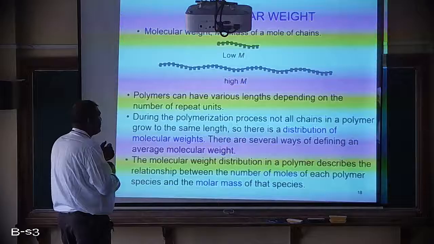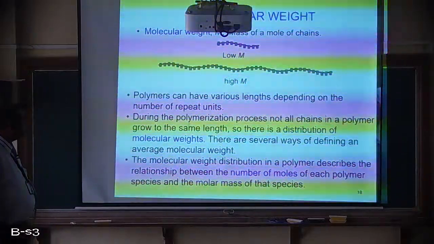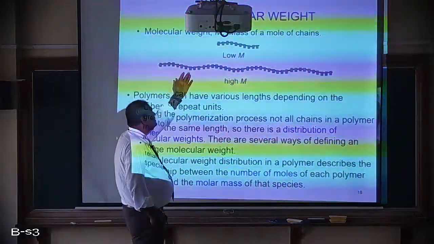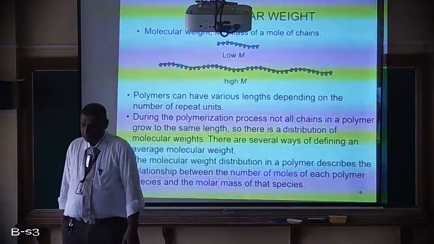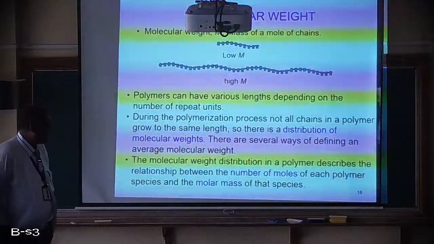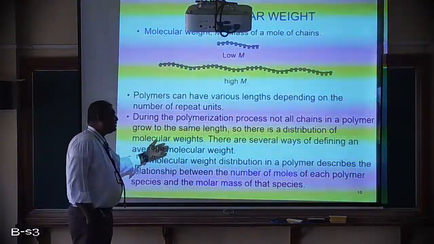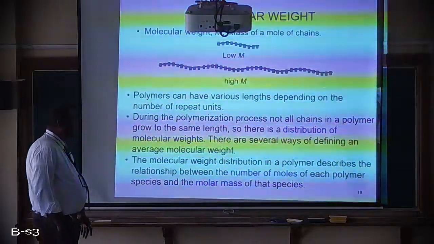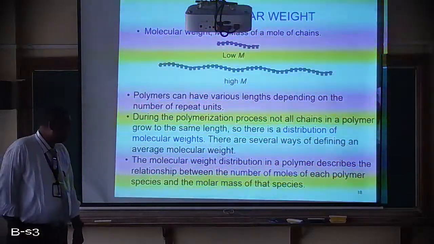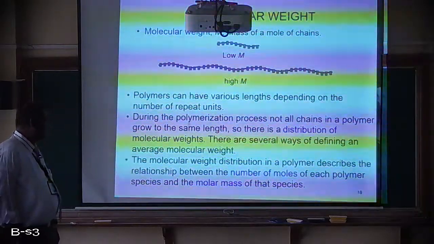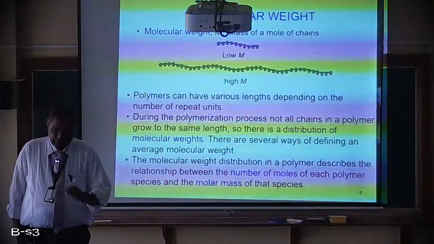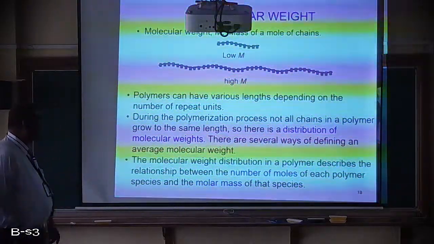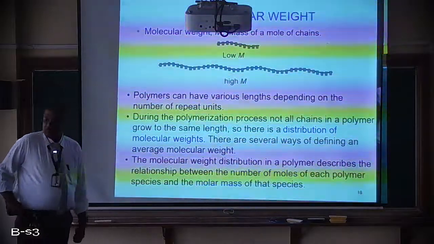During the polymerization process, not all chains in a polymer grow to the same length. So there is a distribution of molecular weights. You can see each chain cannot grow up to that length; in between they get cut. There are several ways to define an average molecular weight. The molecular weight distribution of a polymer describes the relation between the number of moles of each polymer species and the molecular mass of that particular species. So how many molecules there are, and based on that the molecular weight or molecular mass also changes.